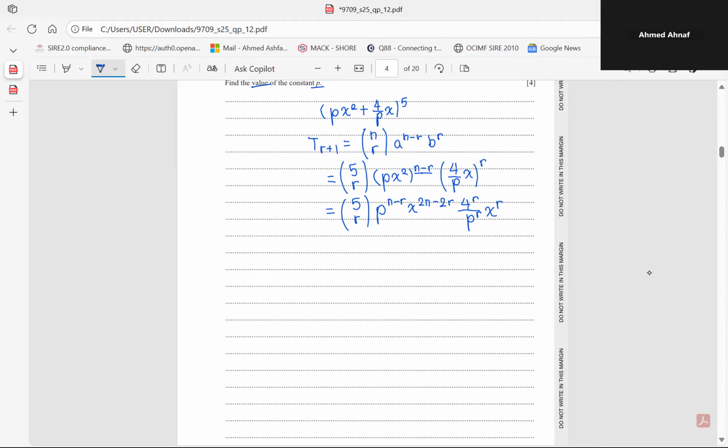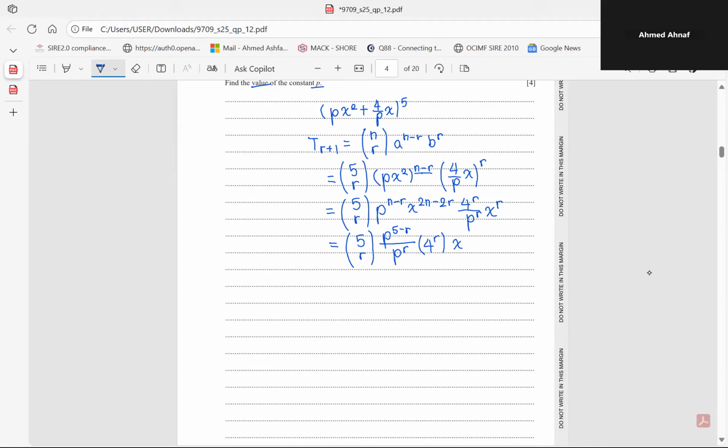Okay, now let's simplify everything and substitute n equals r. Oh, okay, wait, no. Before that, let's separate the constant terms and the x terms. So the p terms will be p to the power of 5 minus r over p to the power of r, times 4 to the power of r times x to the power of 2n minus 2r plus r.